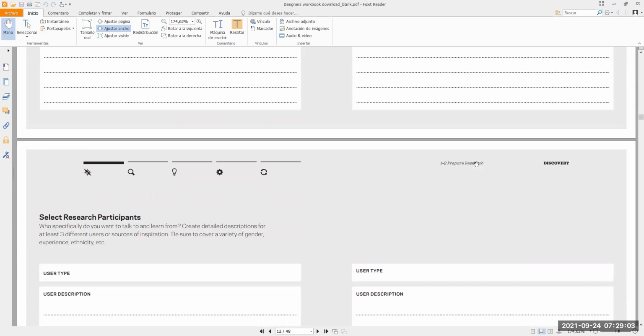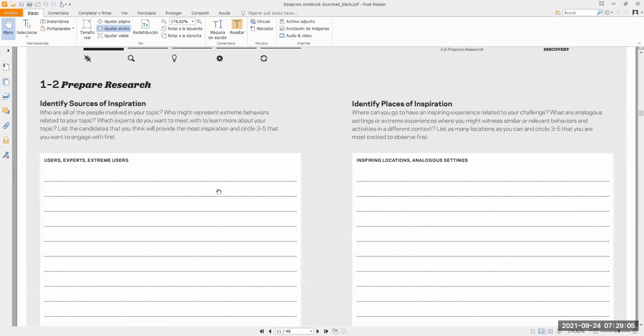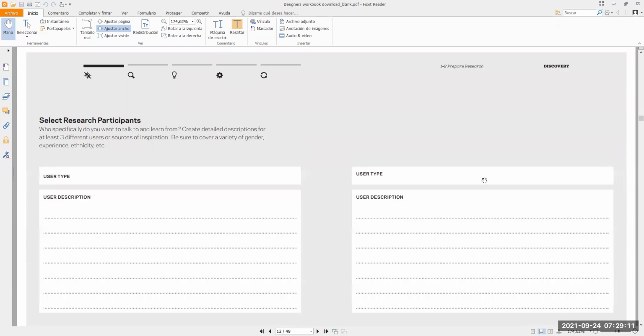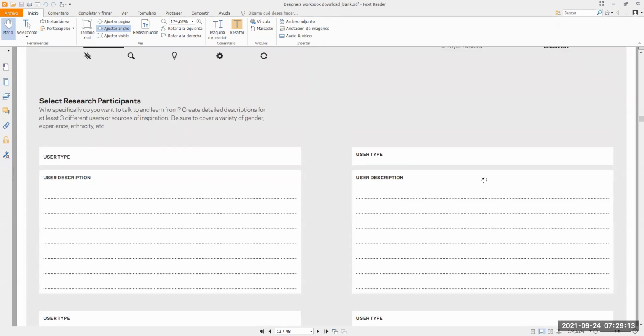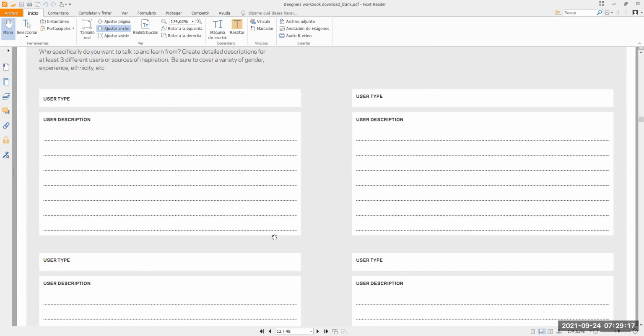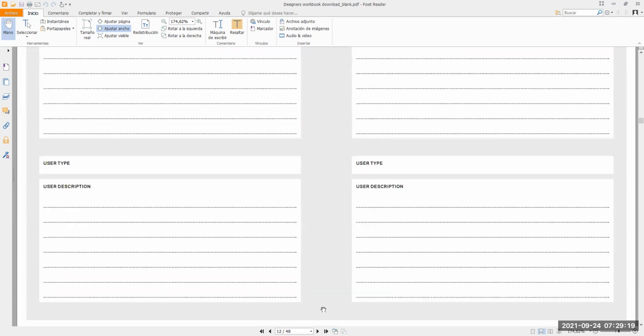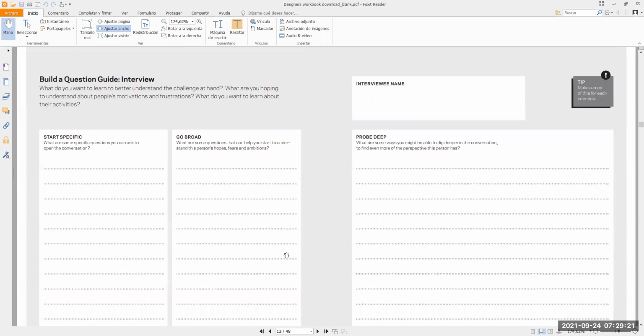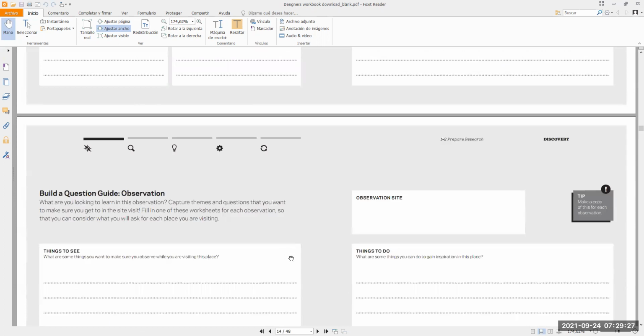So as you can see, guys, the very first thing is to think about the people you can obtain inspiration from and the places you can obtain inspiration from. Once you have done that, you will prepare for that. So first, it has to do with describing the people that you're gonna talk to, and then build a question guide interview, and then an observation. So you will conduct an interview and an observation.